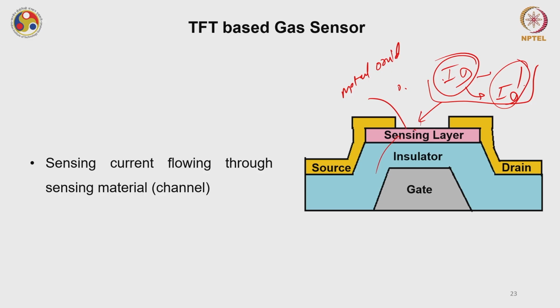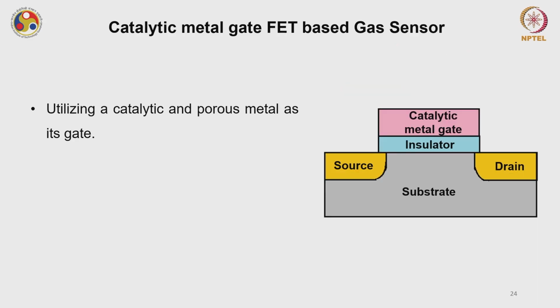Similarly, you can understand this for other structures also. Now there is another configuration, which is the catalytic metal gate field effect transistor. Just have a look at the device structure. This is a top gated structure. You have a catalytic metal gate, an insulating layer and the substrate layer, and the source and drain are present at their places.